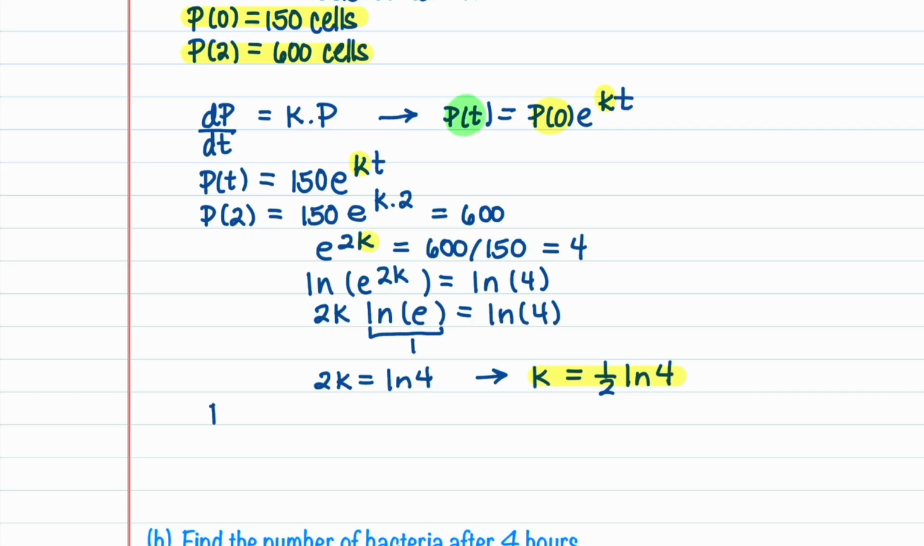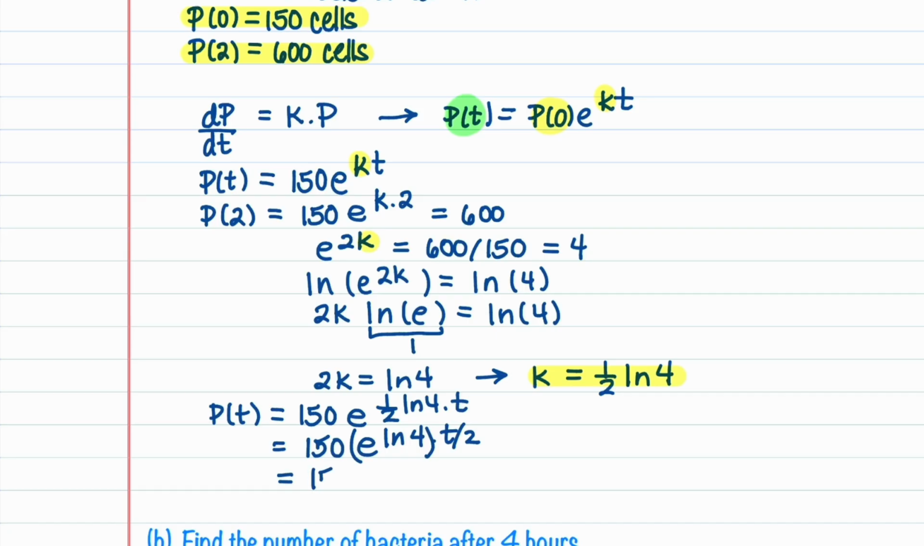And we get P of t is 150 e to the 1/2 ln 4 times t. Now we're just going to change around the variables in the exponent. So we have 150 e to the natural log 4 times t over 2. And we're going to group this part together because that is actually equal to 4. So we have 150 times 4 to the t over 2.